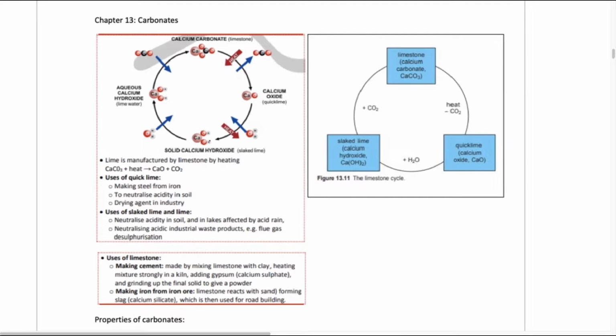Slaked lime is calcium hydroxide. You add water to it, heat is released, then calcium hydroxide is obtained. It looks like gum, like the dough when you make bread. And after that, you add a bit of water. If you add more water, the slaked lime dissolves and forms aqueous calcium hydroxide, which is lime water.